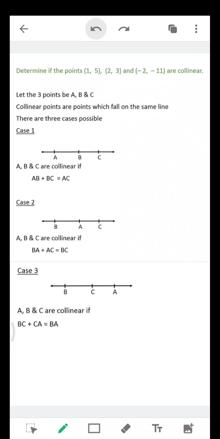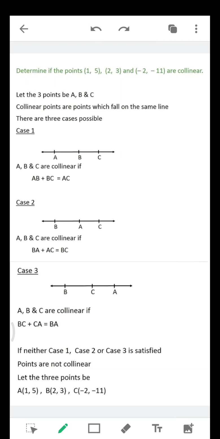Yes, there is another way. I can arrange this way also, BCA. So in this case, the sum of BC and CA gives you BA. So these are the 3 possible cases. We are going to check whether these points satisfy any one of these cases. If it satisfies, then we say they are collinear. If it doesn't, then the points are not collinear.